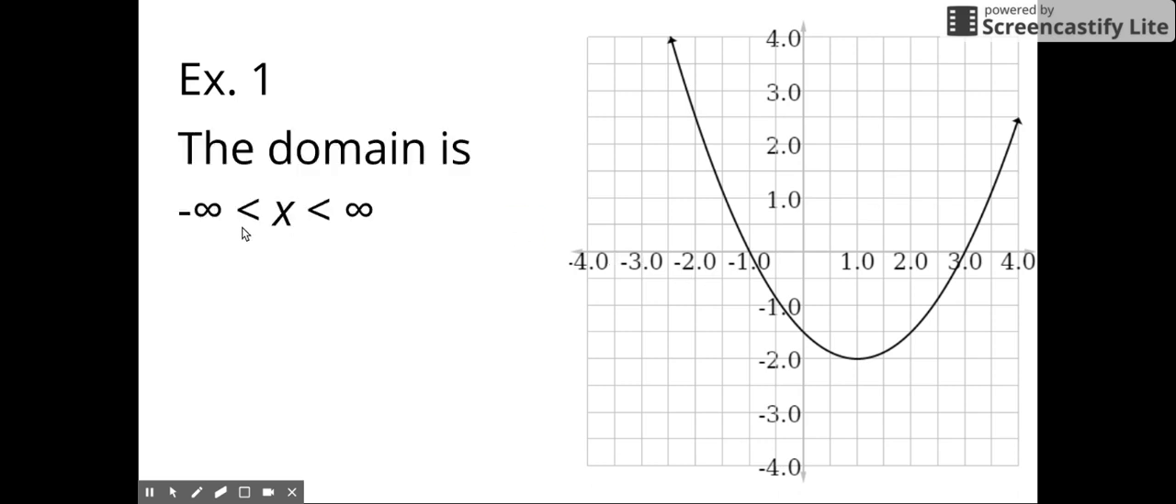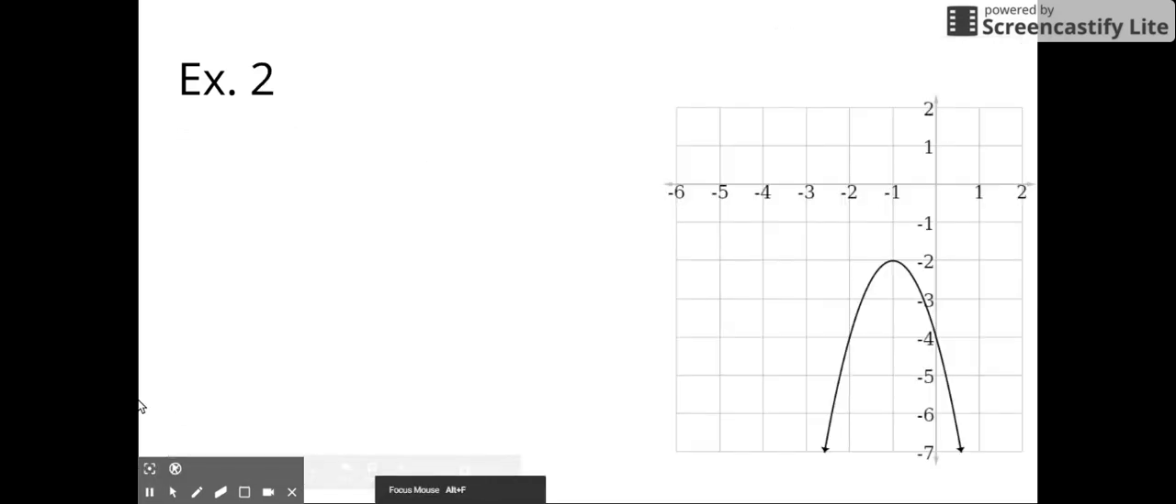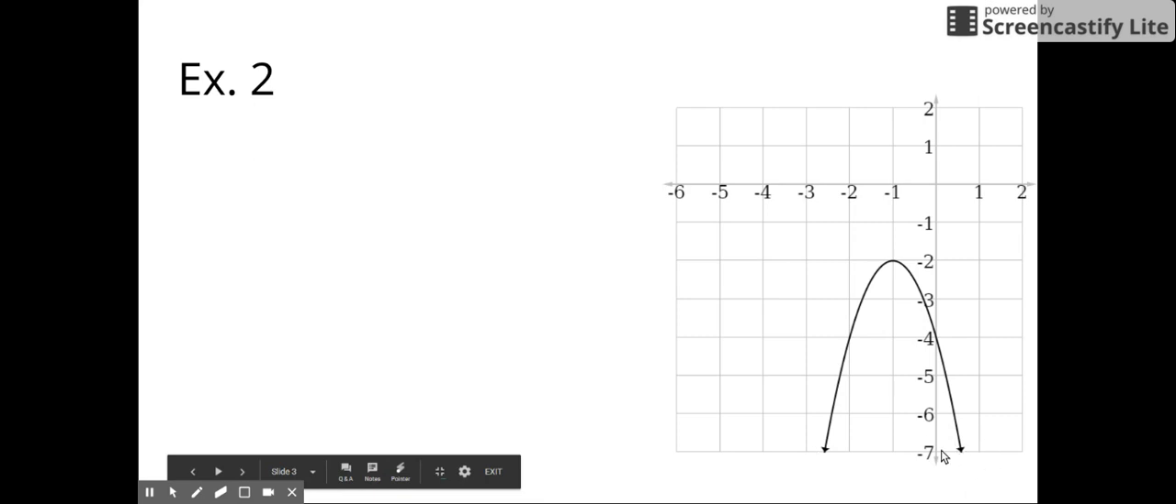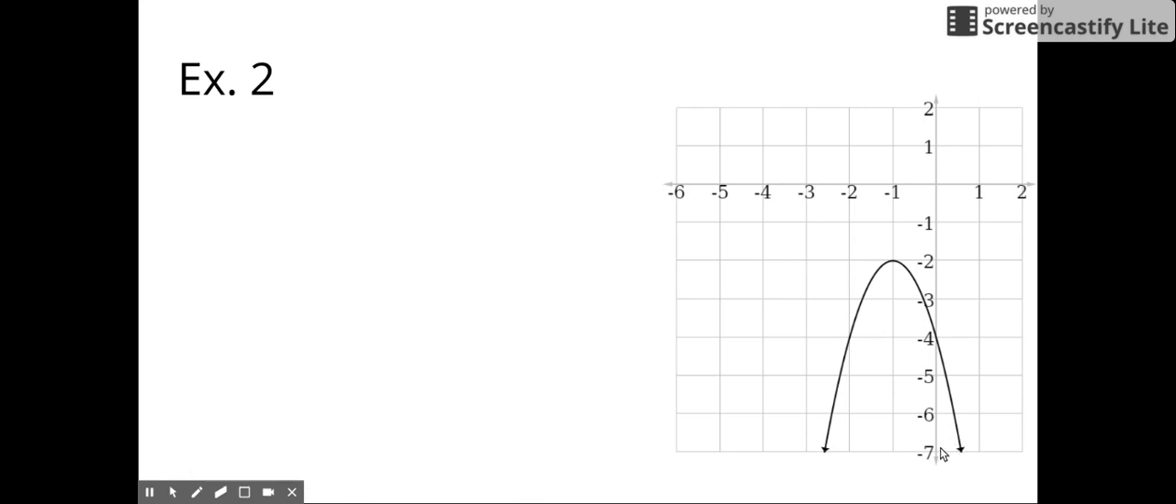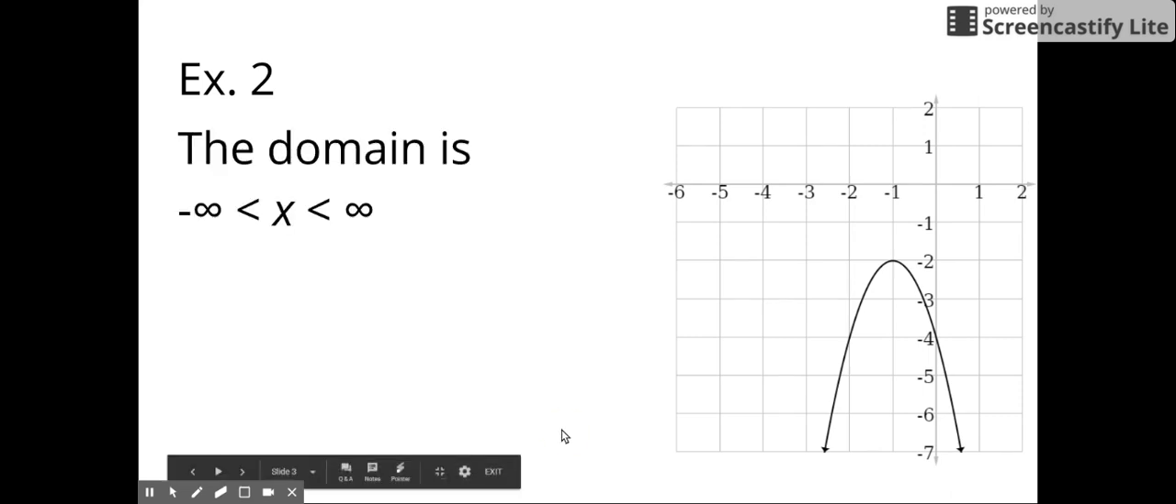Make sure that you're not putting less than or equal to, because x approaches infinity, but it'll never actually reach it. And so that's why we use those less than symbols. Over here, this graph also has arrows on either end. And so we have to think beyond what we see. And even though this graph looks really different than the one before, it has the same domain.